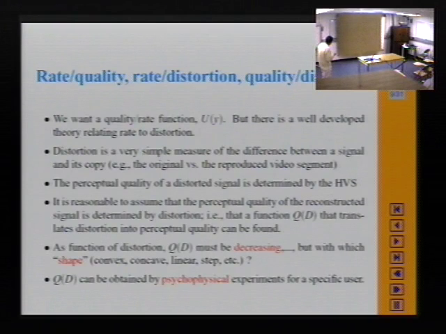Like the RD function, could it be concave, linear, step? What do we know? We have to specify that.